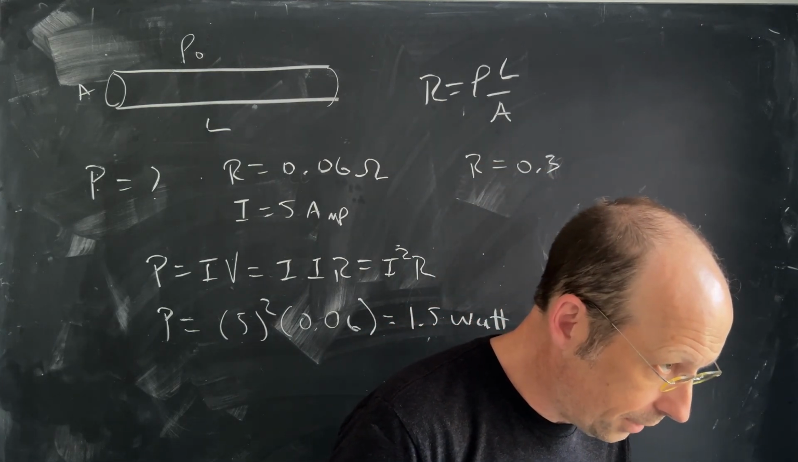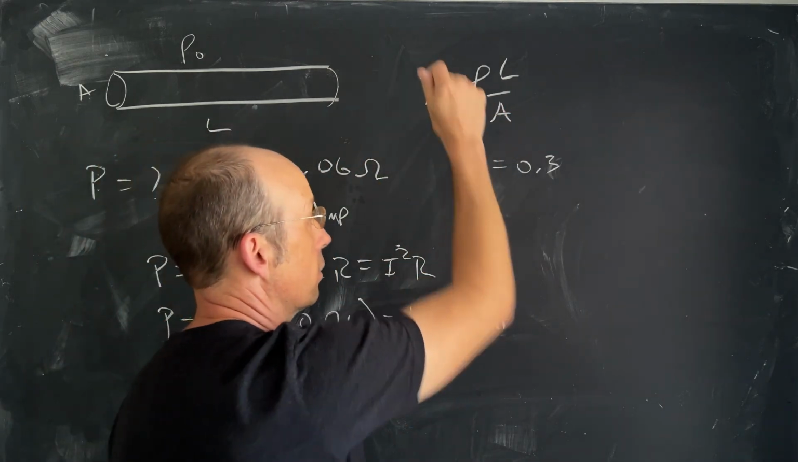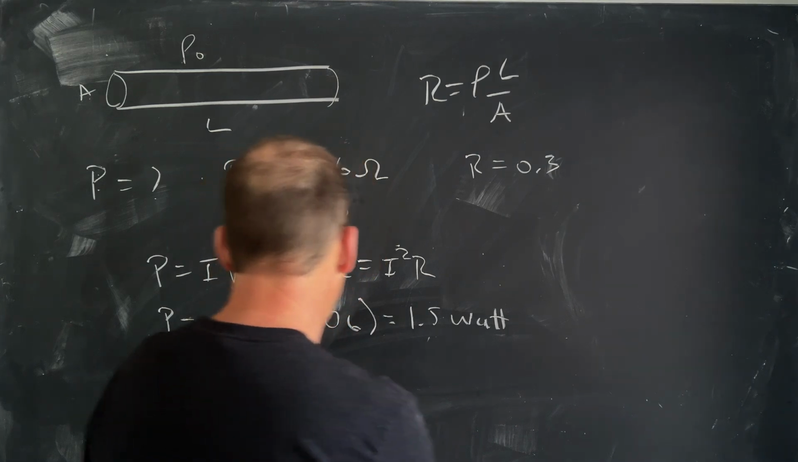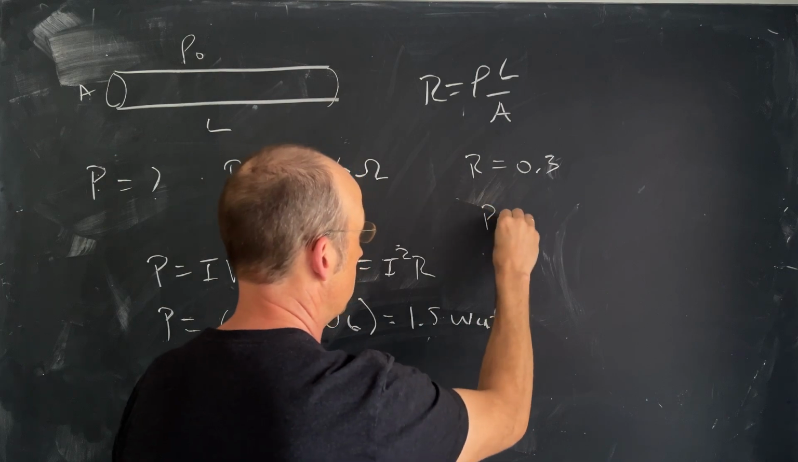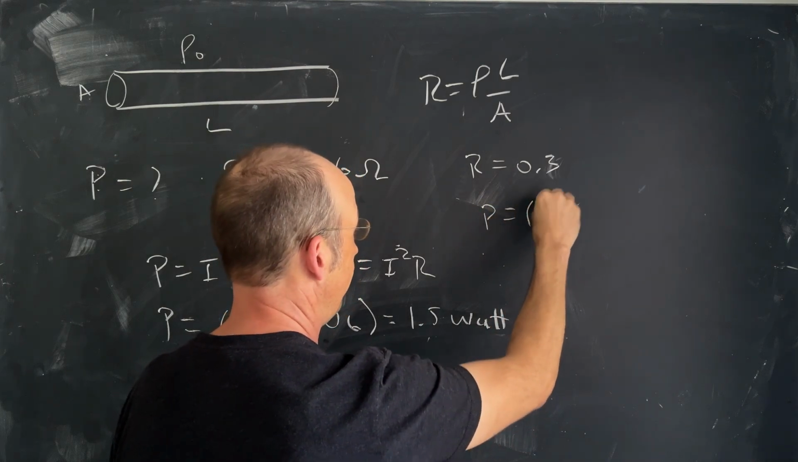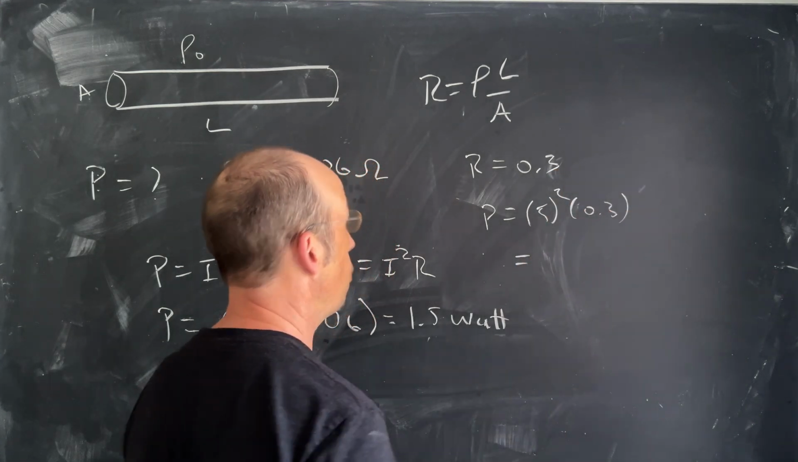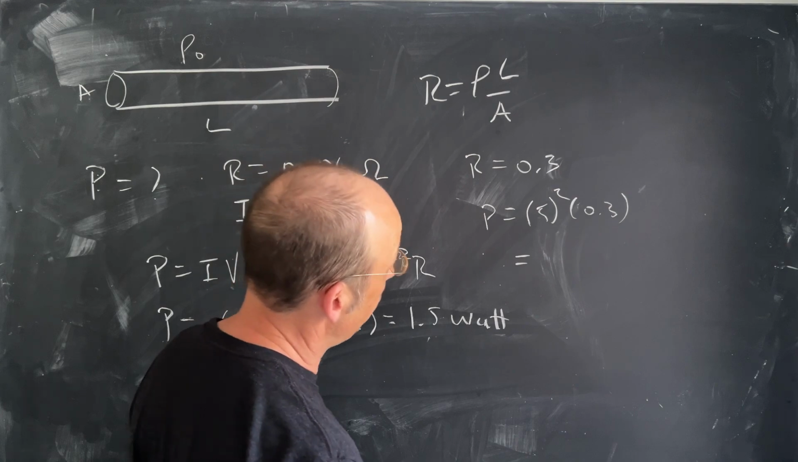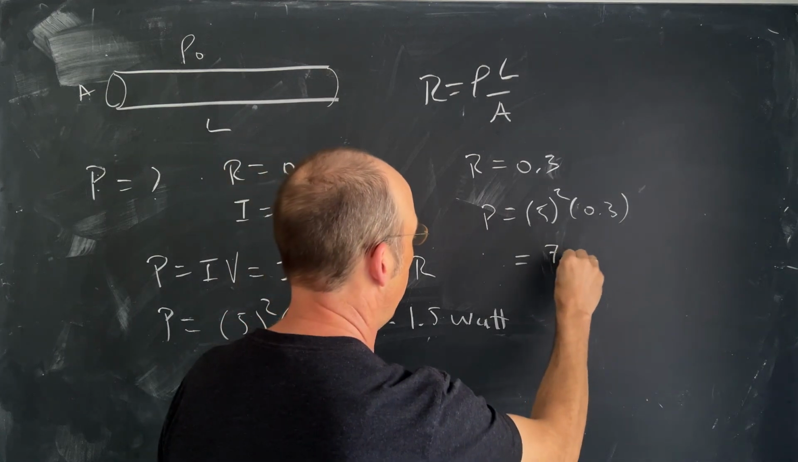A cheaper cord, it just says thinner. It doesn't say it's half as much. A is smaller, so the resistance goes up. Well, I'm going to do the same thing. P2 is 5 squared times 0.3. So that's going to be 25 times 0.3, which is 7.5. I think that's 7.5 watts.